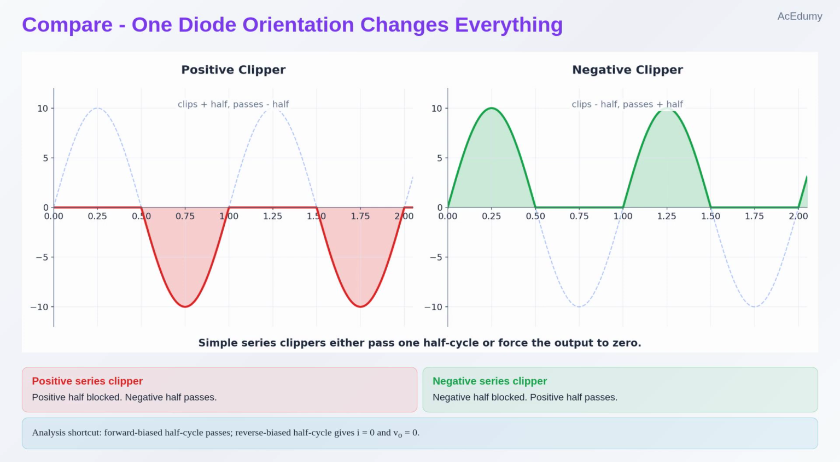This is also a useful way to analyze any diode waveform circuit. Do not memorize every drawing. Instead, ask which half cycle makes the diode forward biased. That half cycle can pass through the series path. The other half cycle leaves the diode off, current equal to 0, and the resistor output equal to 0. For simple ideal series clippers, the clipping level is 0 volts.